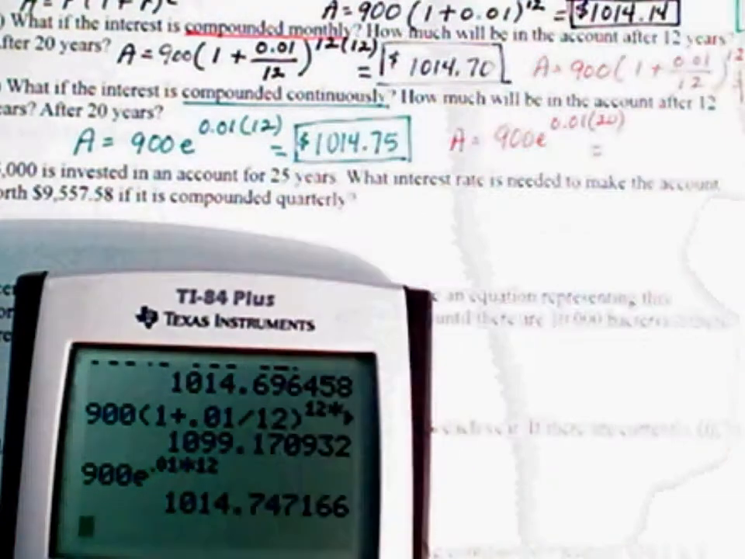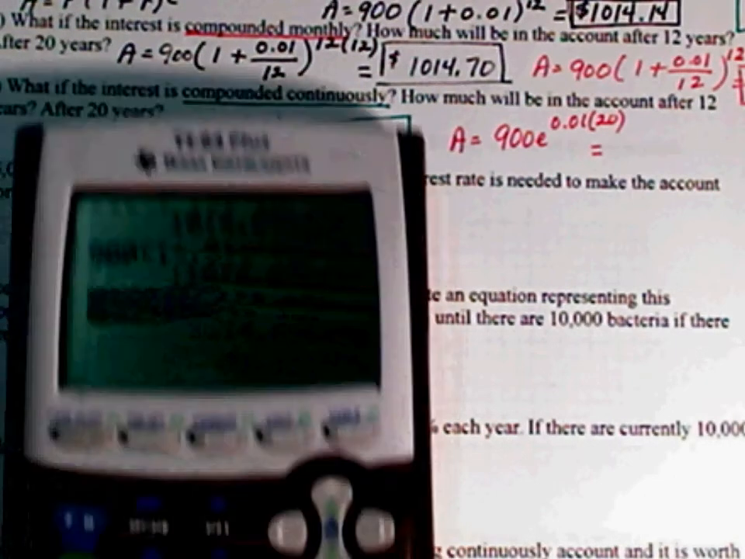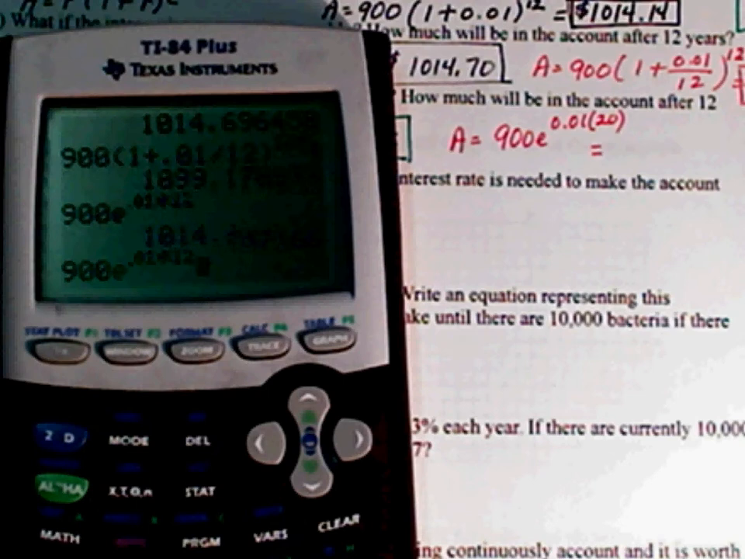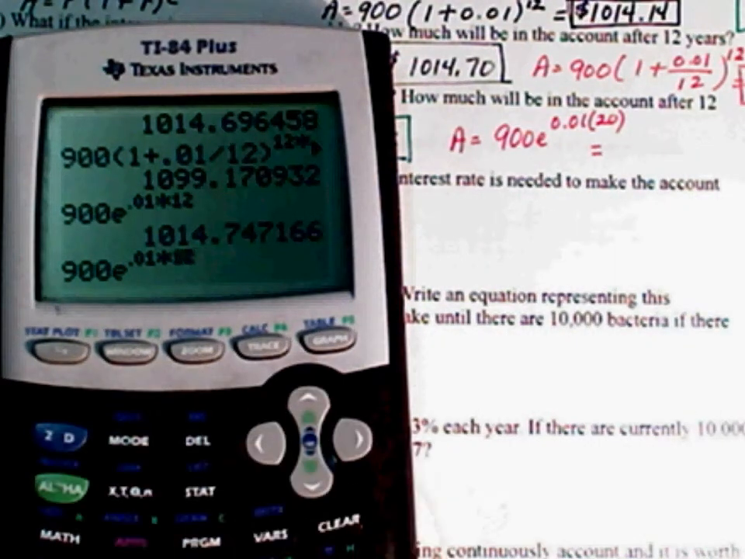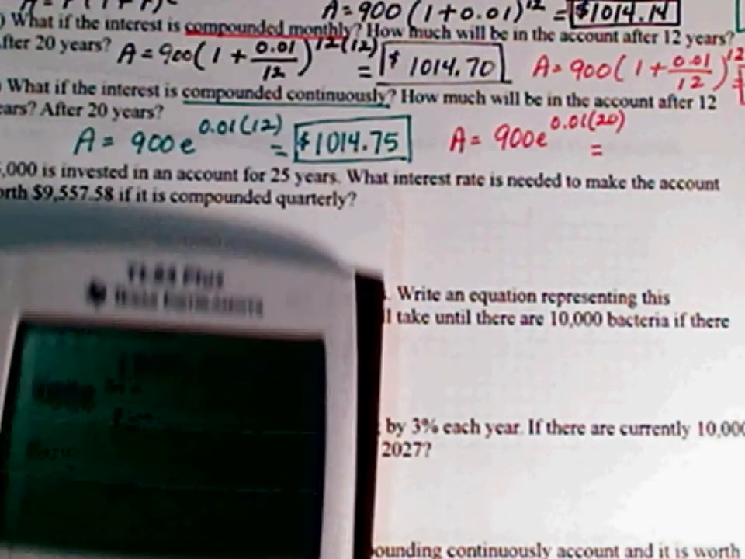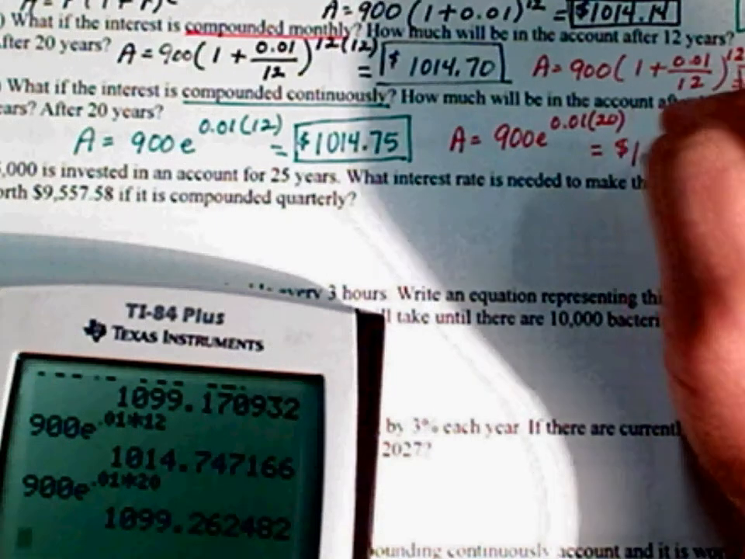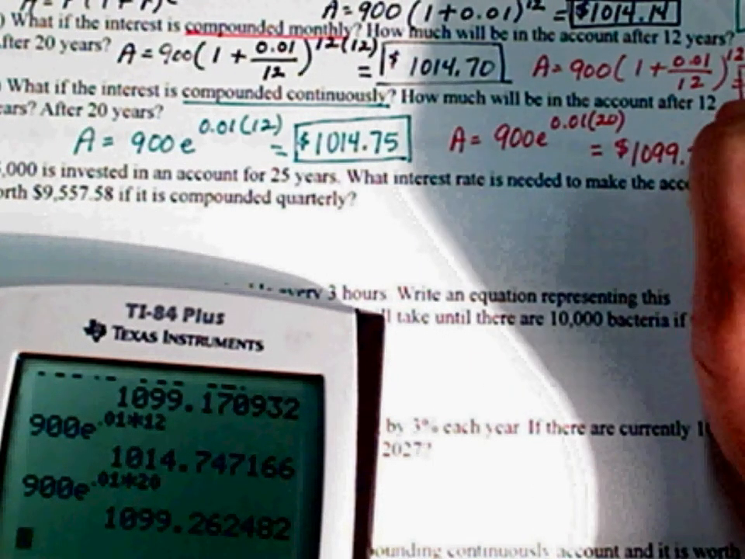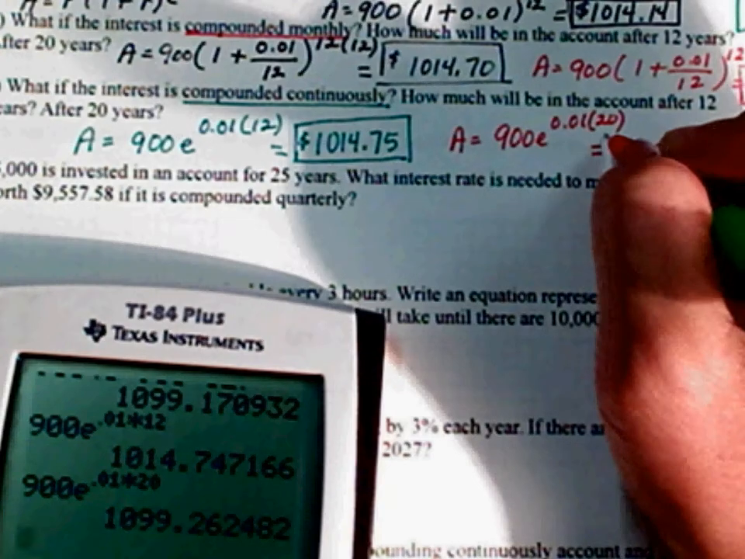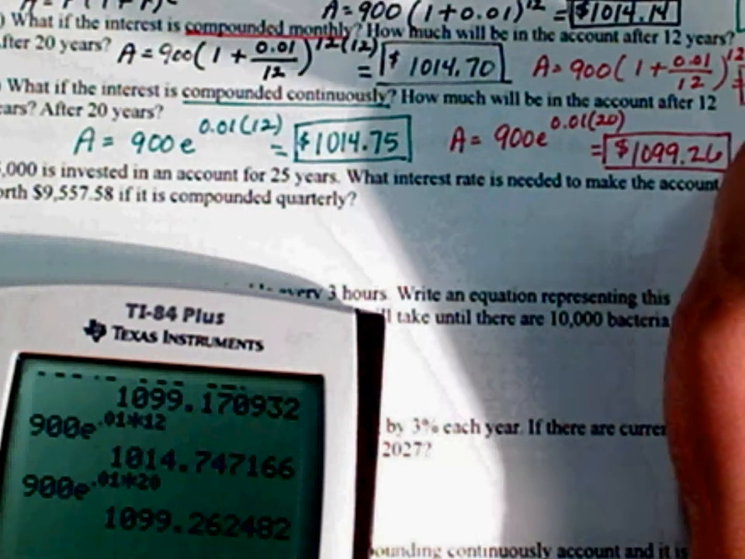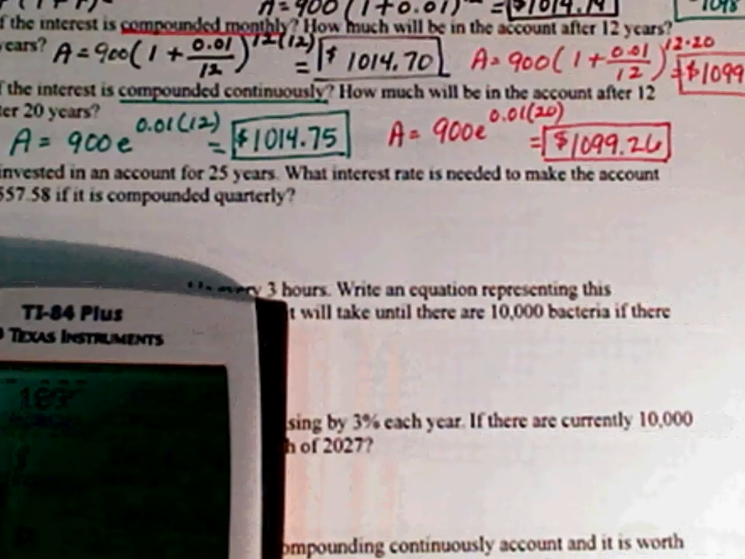I'm going to go back up here, hit enter, and instead of 12, I'm going to put in 20. So that gives you $1,099.26. All right. Any questions so far?